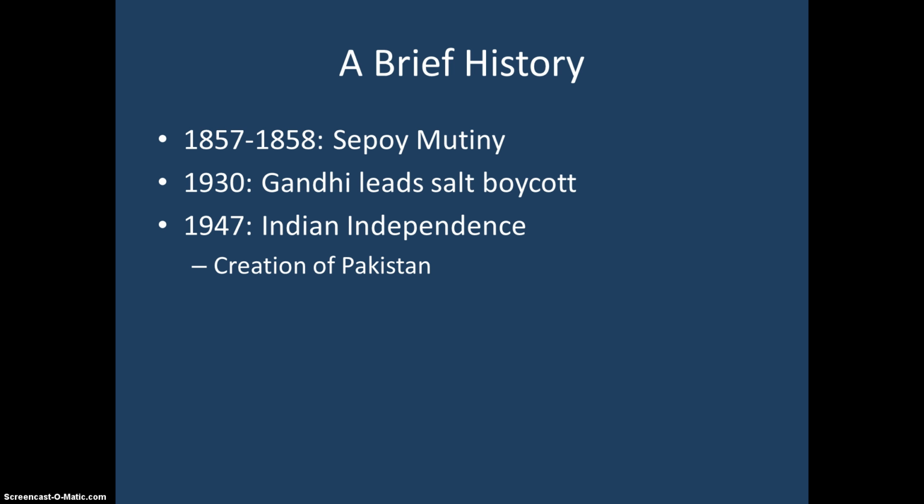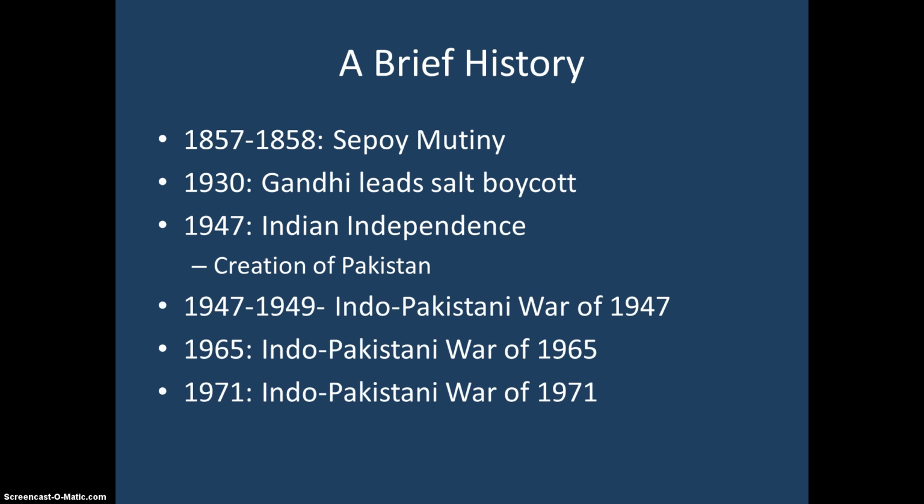Now one thing that should be noted, however, is that independence simultaneously created Pakistan. England did control the entire region, so what they did was they divided it into two countries, one for the Hindus, which was India, and one for the Muslims, which was Pakistan. And they created this border between those two countries really arbitrarily, and that led to many issues leading into the modern day, including the 3 Indo-Pakistani wars of varying years, as you see there.